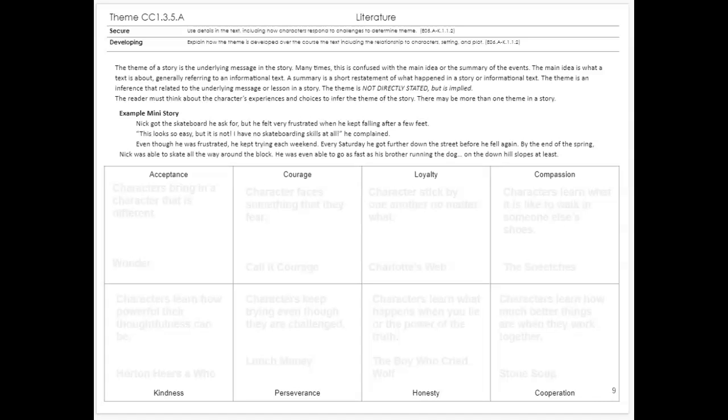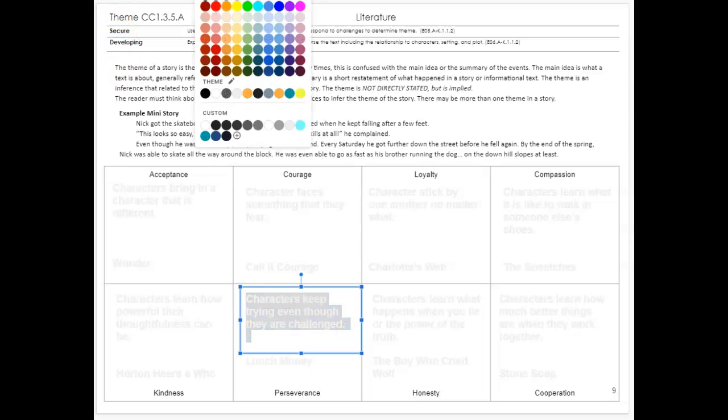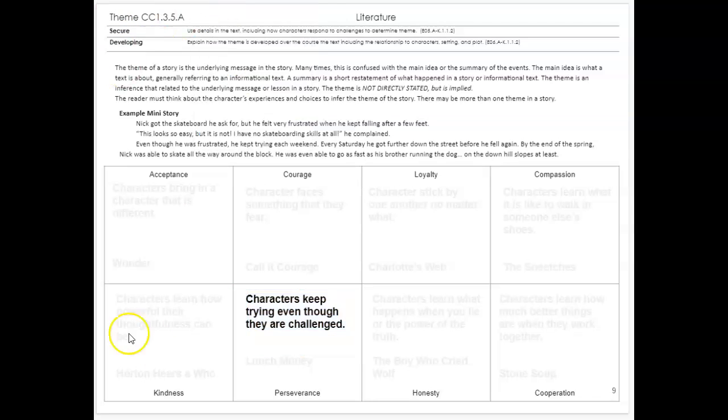So looking at this, the theme of what happens is that it was hard at first, but then he doesn't give up, he keeps practicing and going, and he slowly gets better. That would be perseverance. It's when a character keeps trying even though they are challenged. And an example of a story that we'll read this year in 5th grade is Lunch Money. There is a character there who keeps on trying and never gives up. So perseverance is when you just keep on trying.